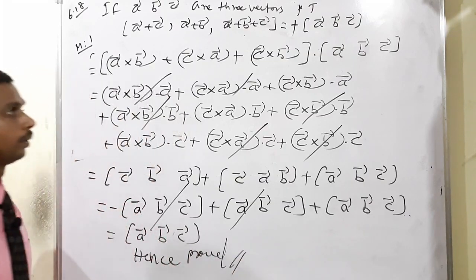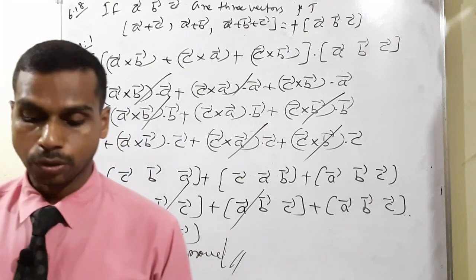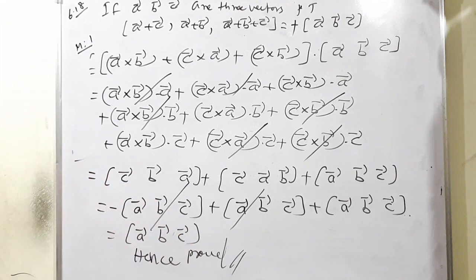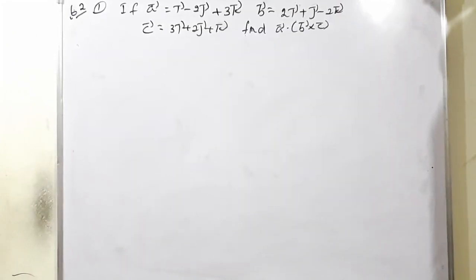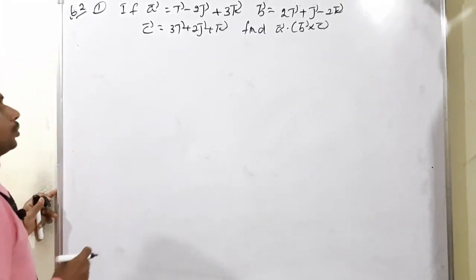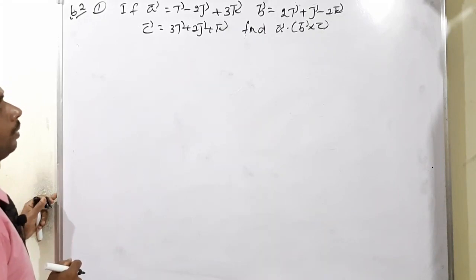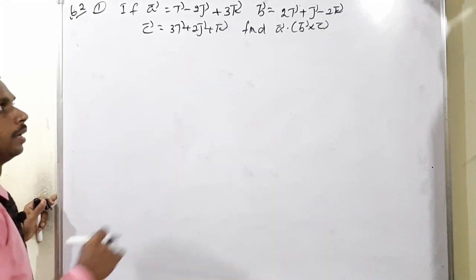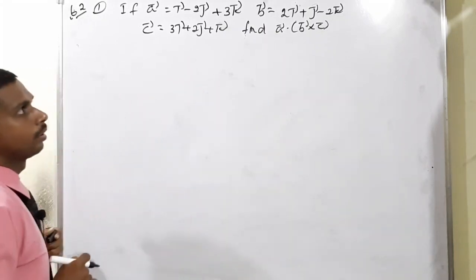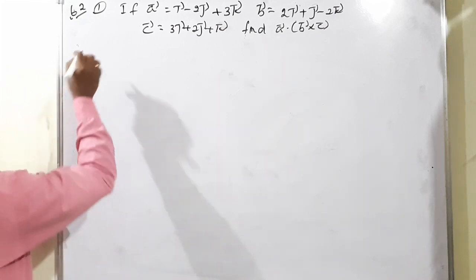Okay. I will continue exercise 6.2. Exercise 6.2, question number 1. Given the vectors A vector, B vector, C vector, we need to find out A vector dot B vector cross C vector.